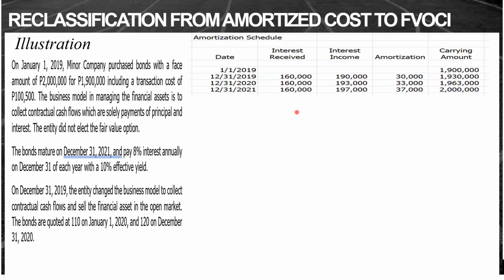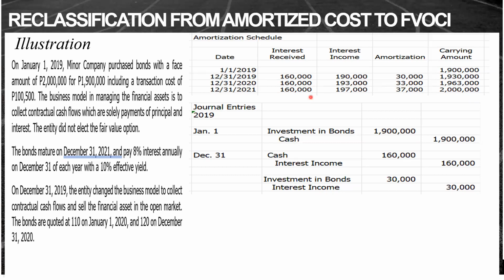Okay? So let's proceed to the entries na. Try natin journalize na yung mga transactions pertaining to this investment. So this will be our journal entry for 2019. So on January 1, when we acquired the investment, so this is our entry with debit investment in bonds, credit cash of 1.9 million.